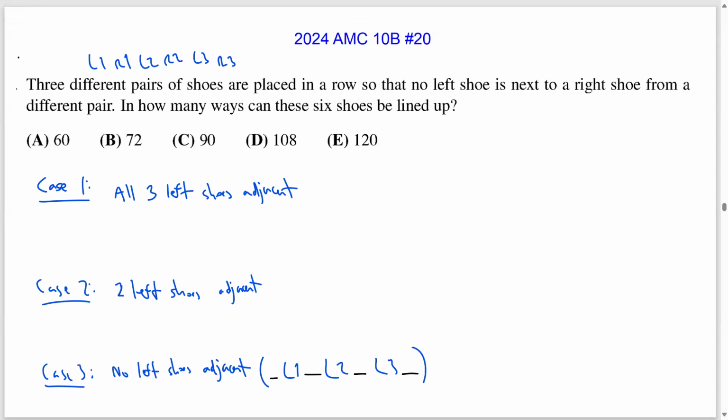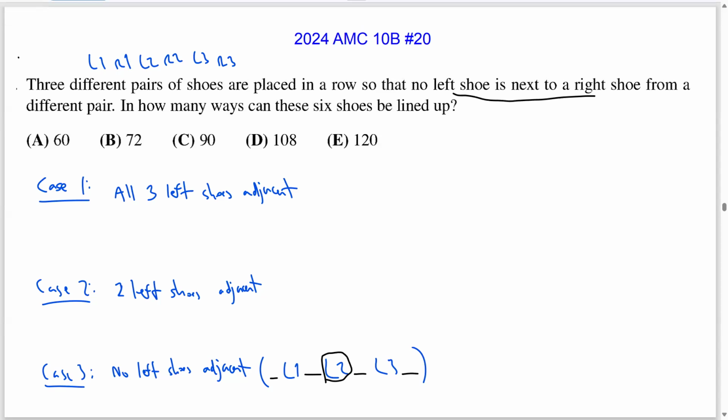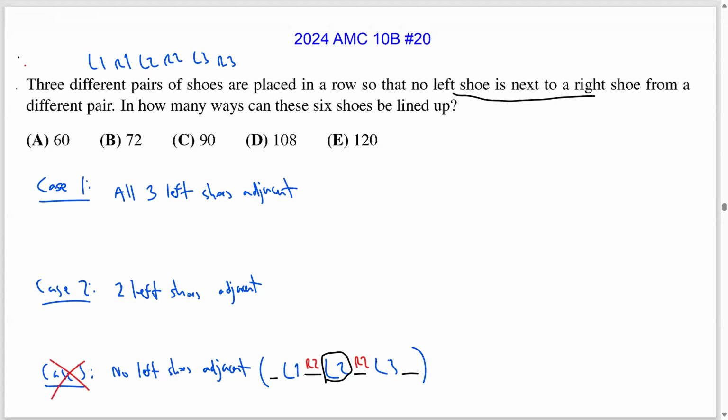Now, from the condition of the problem, no left shoe can be next to a right shoe from a different pair. If we look at the shoe in the middle, which is L2, L2 cannot be adjacent to R1 or R3 because of this condition. Therefore, L2 has to be adjacent on both ends to R2 and R2. But the problem is that there's only one R2 shoe. And so this implies that case 3 cannot happen because there's no way to satisfy the middle left shoe.